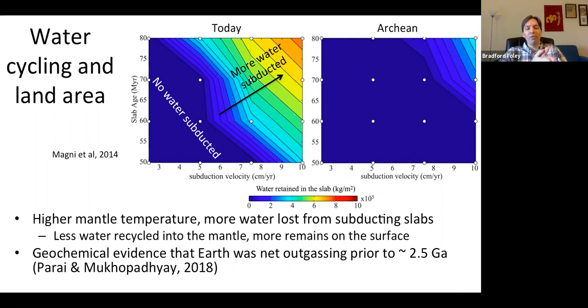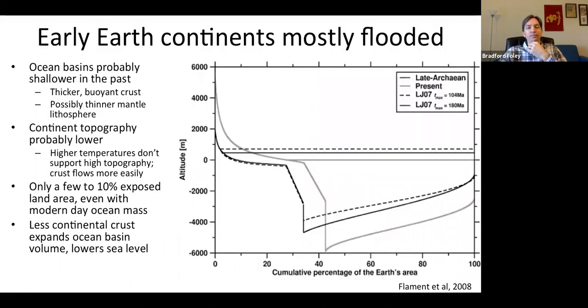There's also geochemical evidence for this based on looking at noble gas tracers, which tell us about volatile cycling processes, that the Earth might have been overall outgassing volatiles like water before 2.5 billion years ago, and then started ingesting water and other volatiles in the interior. So all these point to the idea that there might have been more volatiles sitting at the surface, rather than the interior, in the early Earth. So we might expect the ocean volume to have been larger in the past than it is today.